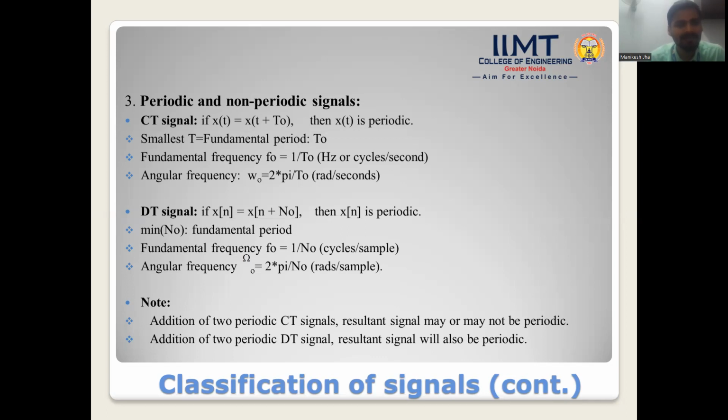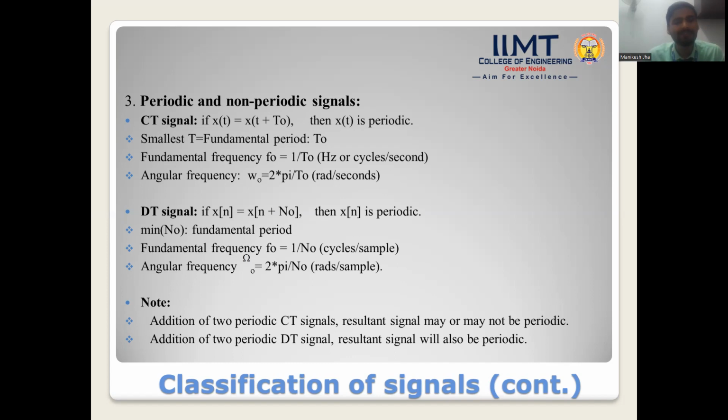Similarly, when we discuss discrete time signals, we represent them as x of n. It is represented as x of n equals x of n plus n naught, where n naught is the fundamental period for discrete time signals. The fundamental frequency f naught is 1 upon n naught. The angular frequency omega naught is 2 pi by n naught, and it is represented as radian per sample.